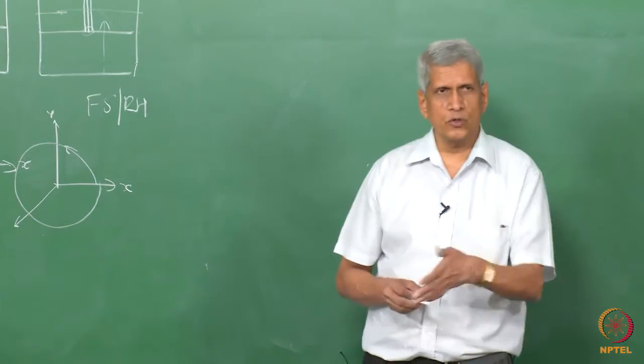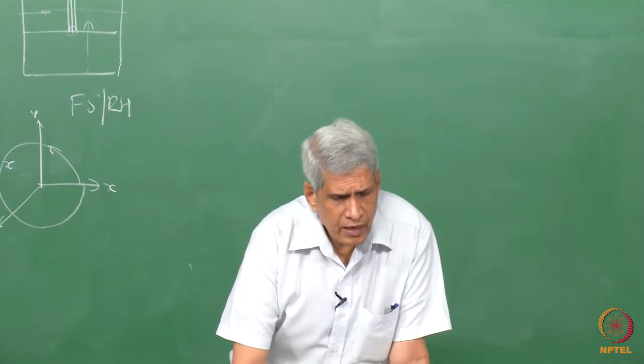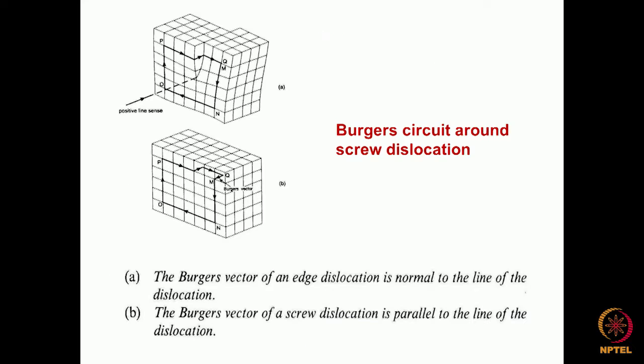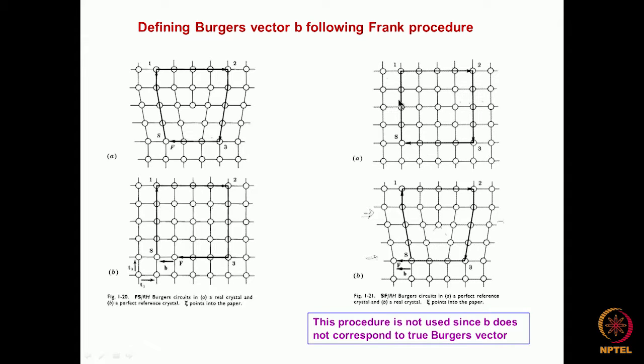Here I am just trying to show a comparison. It appears that if I try to do a Burgers circuit around a real crystal, that is in a region which does not contain any dislocation, and then I do the same Burgers circuit around the core, that is around the region which contains the dislocation, then also we can define the Burgers vector, correct?